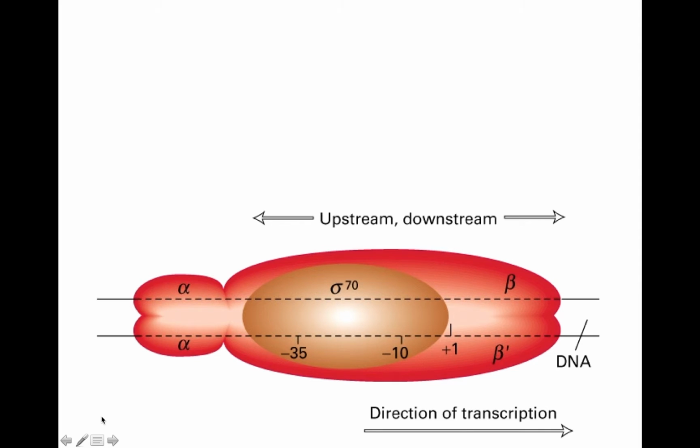This is a diagram of RNA polymerase in red with its associated sigma factor. Notice that sigma factor binds to both the -10 and the -35 region at the same time. And when sigma factor is bound, RNA polymerase can bind as well.